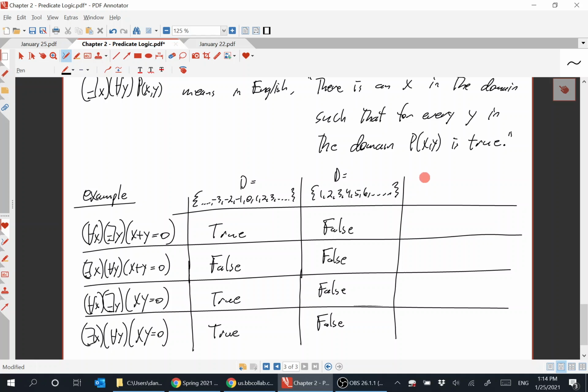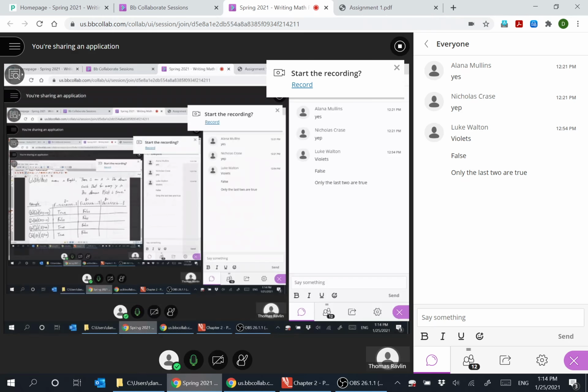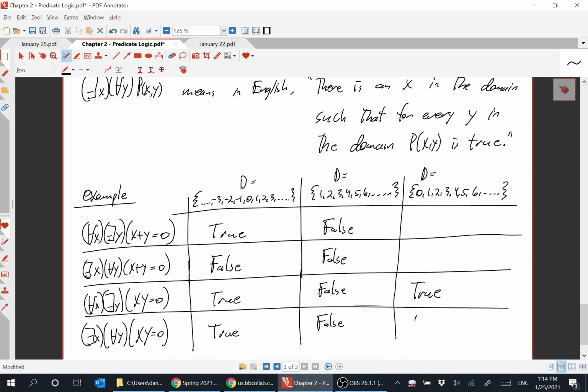Right? What if I just added 0 in here? 0, 1, 2, 3, 4, 5, 6. Like that. Did anything flip from true to false, or from false to true here? For every x, there exists a y such that x plus y is equal to 0. Only the last two are true, right? Because you got 0 in there. So 0 times whatever is 0. So this one is true. For every x, there exists a y such that x times y is equal to 0. No matter what x is, pick y equal to 0.